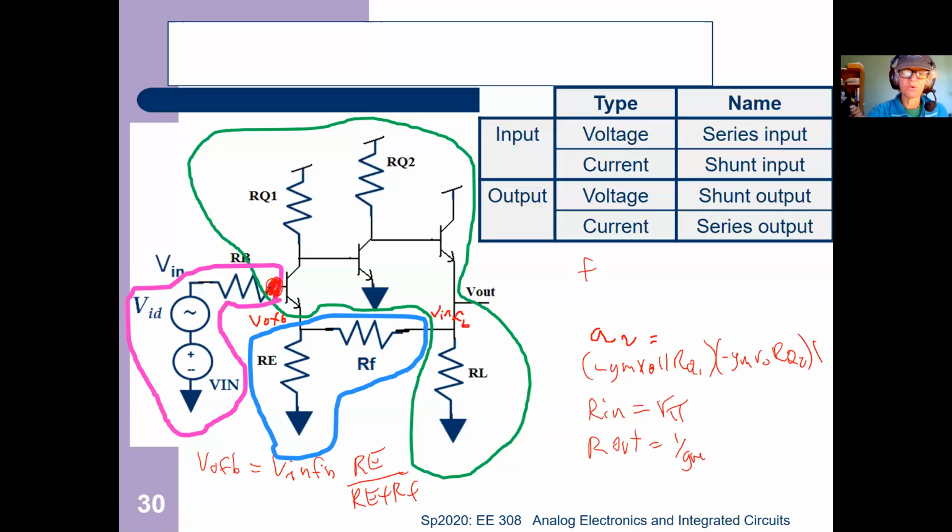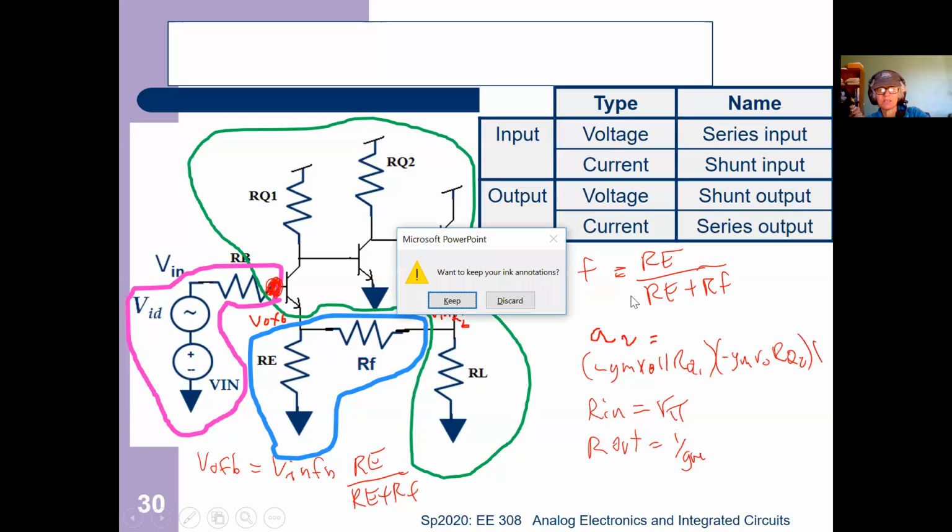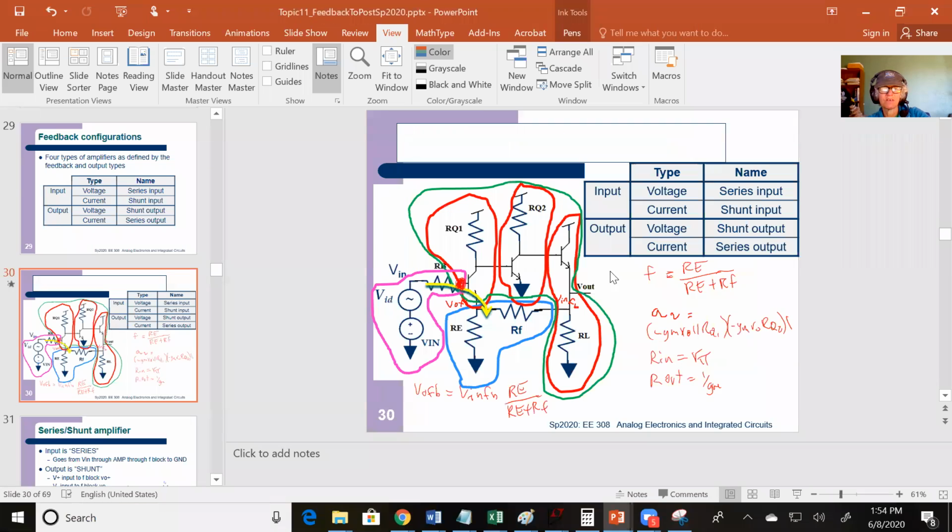So if you divide both sides by V in, you get F equals RE over RE plus RF. And now you have all the values you need. If R in is pretty big and R out is pretty small, now you have all the values you need to come back. I'm going to keep that so we can come back to it.